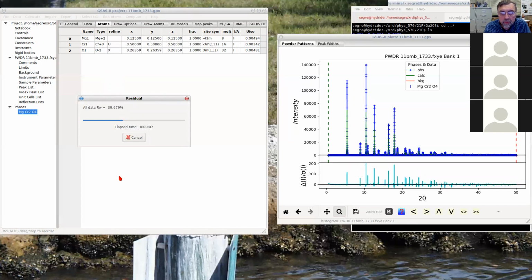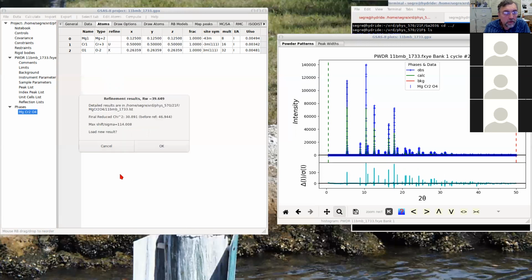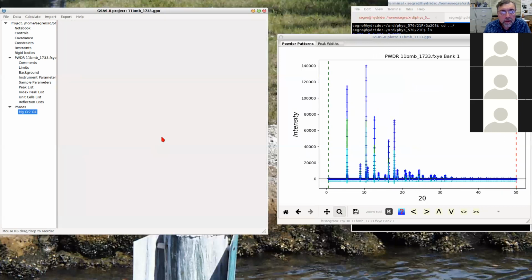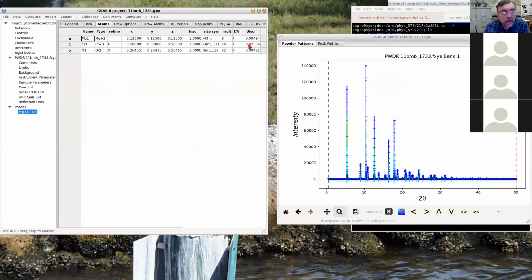And you can see it improves quite a bit. We reached 39, so we dropped a little bit, and now the value of this is 0.02, so it's much larger. So somehow these are probably too small for our particular data set. Let me now do the magnesium, and let me do X and U for the oxygen. Let's see if this works.